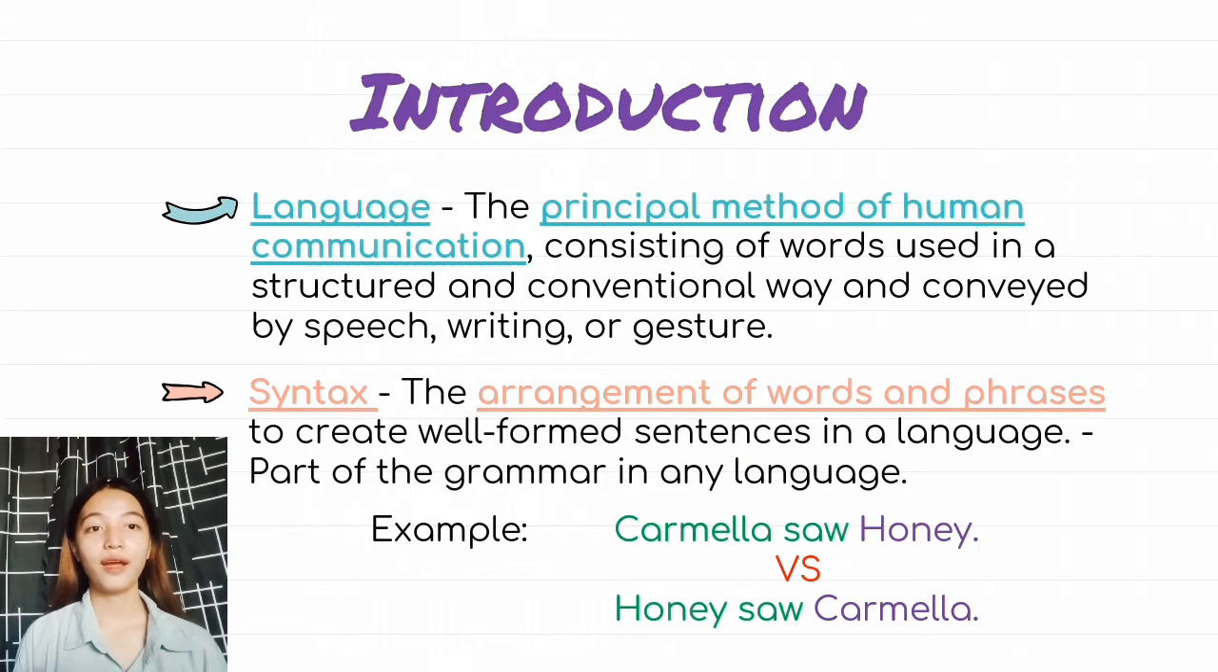Example: Carmela saw honey versus honey saw Carmela. As you can see, these two sentences have the same words, but we know that they have different meanings. Why do we know? We know because syntax helps us figure out the two different meanings.